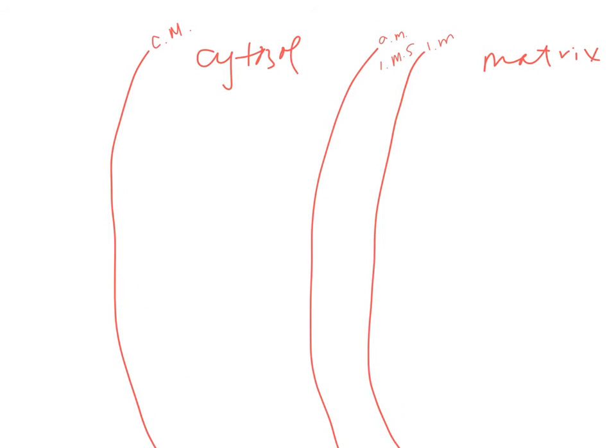All right, let's review again. Glucose. Glucose can come from glycogen or from when you eat it.